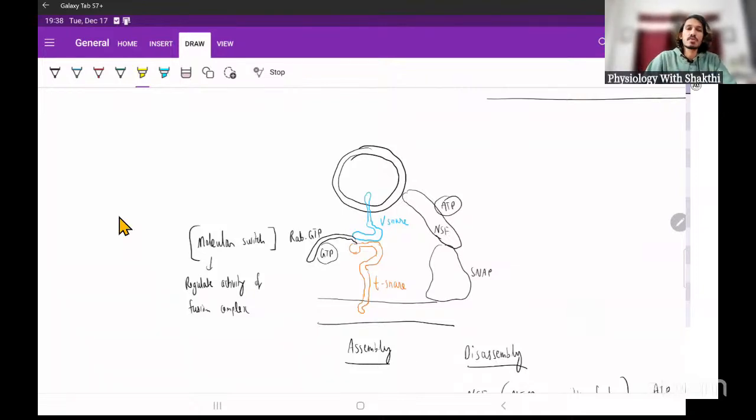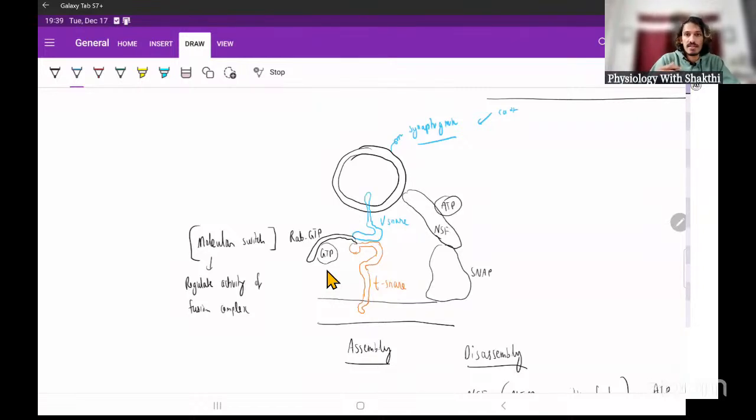And attached to it is another protein, which is Rab-GTP. You can think of it like a molecular switch, which regulates the activity of the fusion complex. Usually when calcium comes in, it binds to another substance called synaptotagmin. That results in a conformational change, resulting in the V-SNARE, T-SNARE proteins with Rab-GTP combining and forming a ternary complex. And then with another protein called synaptophysin, it helps in fusion and release. This is how exocytosis is happening.